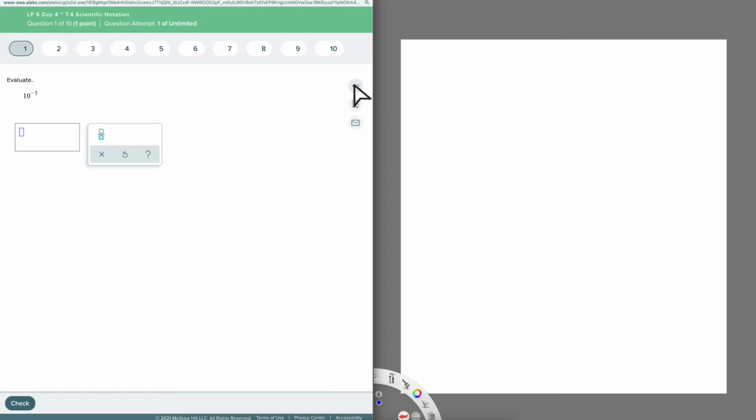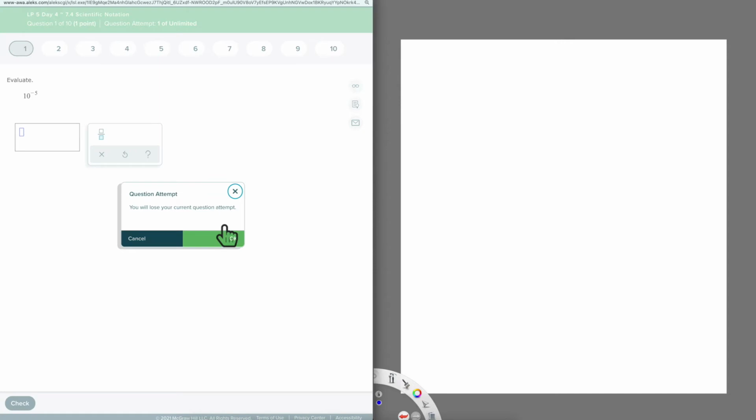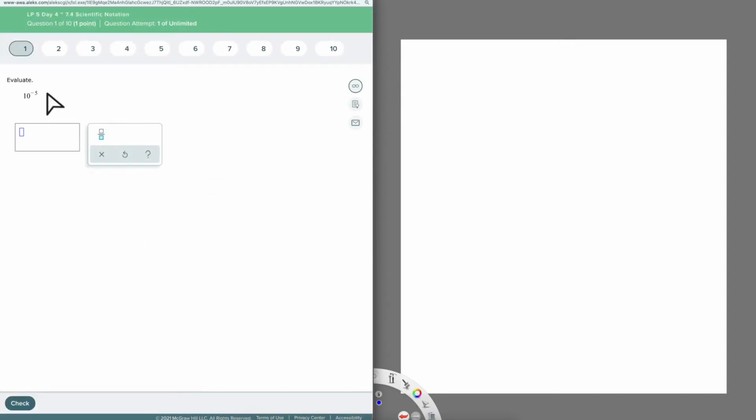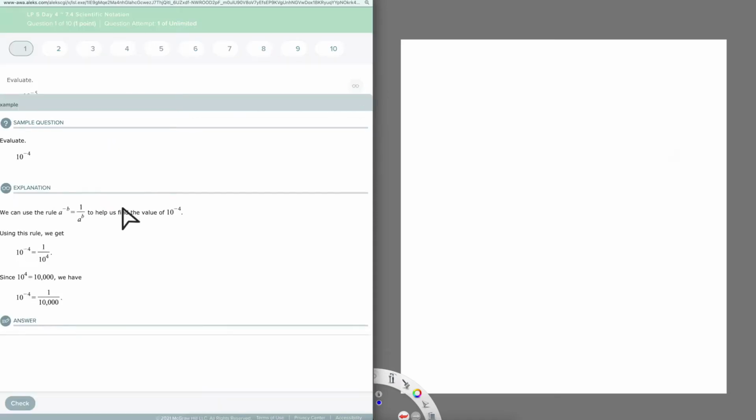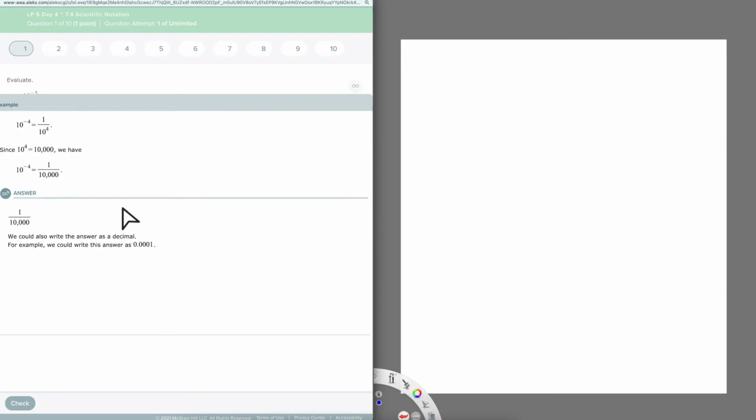On the side here, you can see there's explanation, example, and message center. Explanation tells you you're going to lose your question attempt because it's going to give you the solution to this question. So it's not going to give you the answer and then let you type it in. You're going to have to come in on another attempt and try again. Example gives you an example of this problem type. So it shows you exactly what to do here.